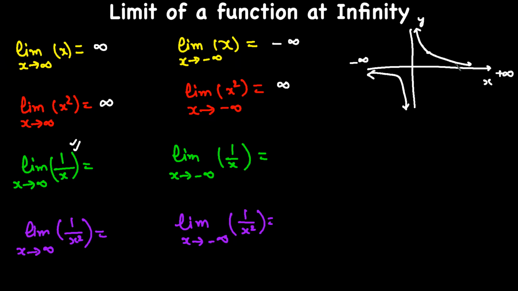So as x is approaching the positive infinity, you see the value of y, the value of the function, is going towards 0. The graph is almost touching the x-axis, so we are getting a horizontal asymptote there. So that means the value of the function as x approaches infinity is 0. And if you look at the negative infinity side, same thing, the function is approaching 0. So the limit as x approaches infinity for 1 over x is 0, and also the limit as x approaches negative infinity of 1 over x is also 0.